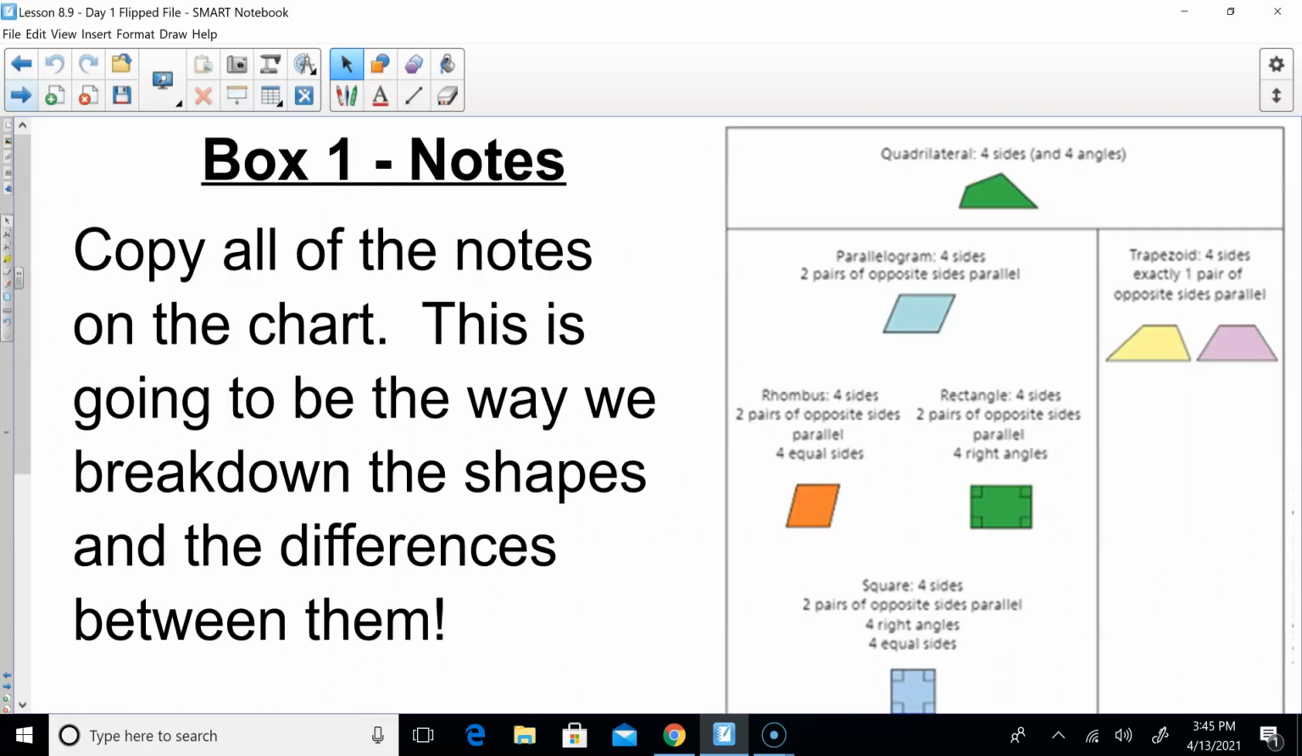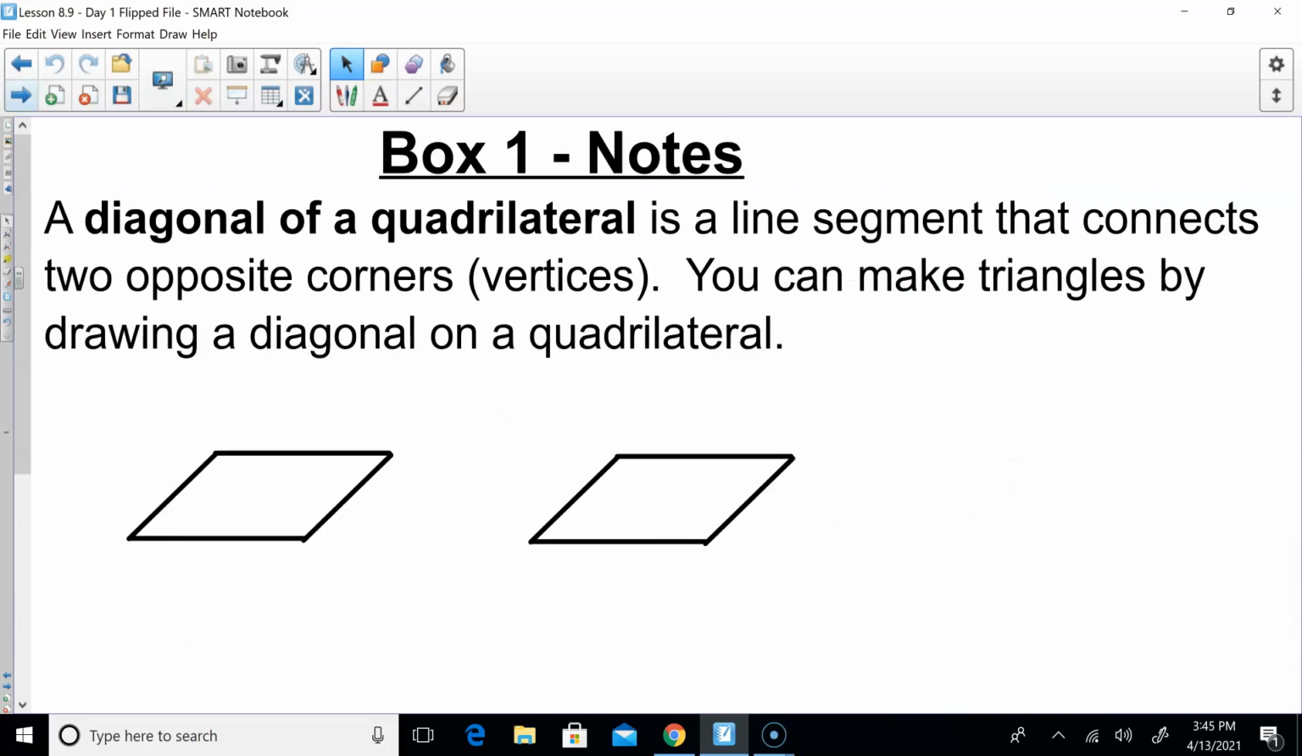Yesterday we wrote down this chart to help us out on what are quadrilaterals, parallelograms, rhombus, rectangles, squares, and trapezoids. There that chart is again if you need to reference it or to write down that material if you forgot it from yesterday. Also today, here's your new note that you want to add in. What is the diagonal of a quadrilateral? Well, it's a line segment that connects 2 opposite corners or vertices. You can make triangles by drawing a diagonal on a quadrilateral.